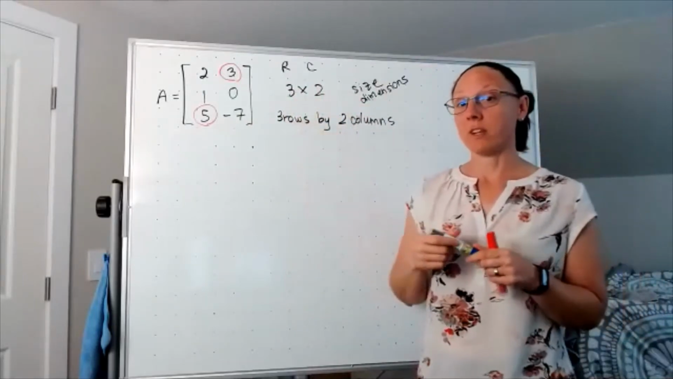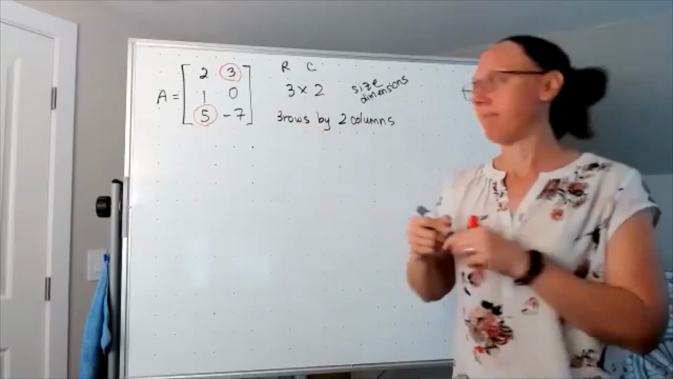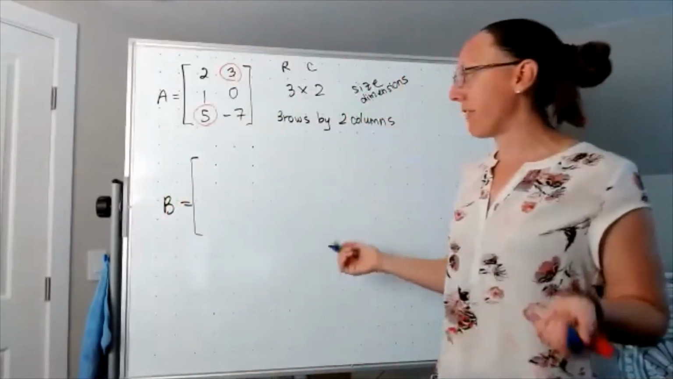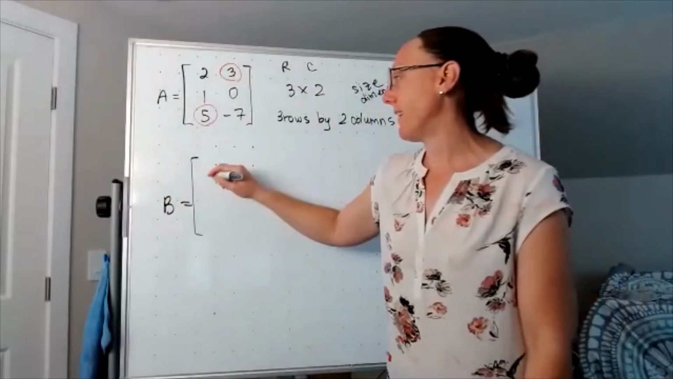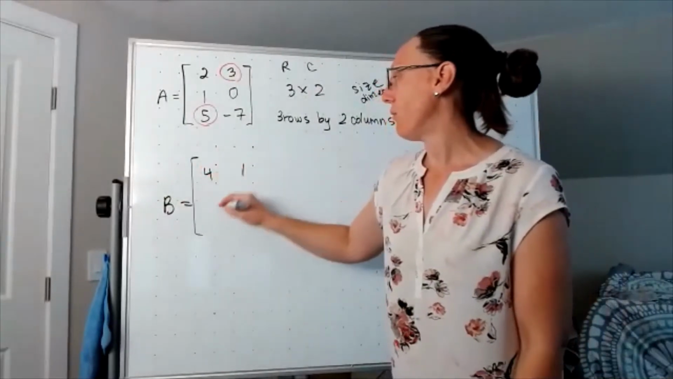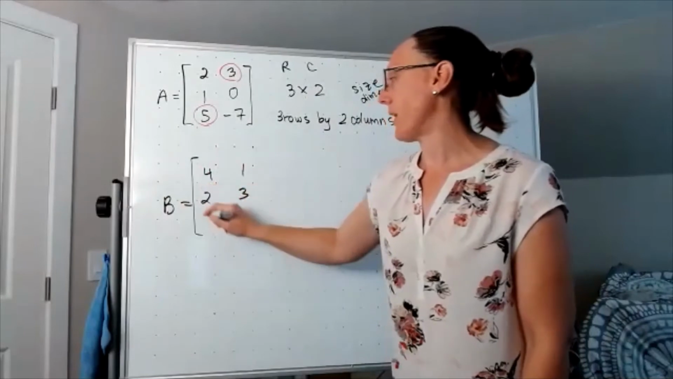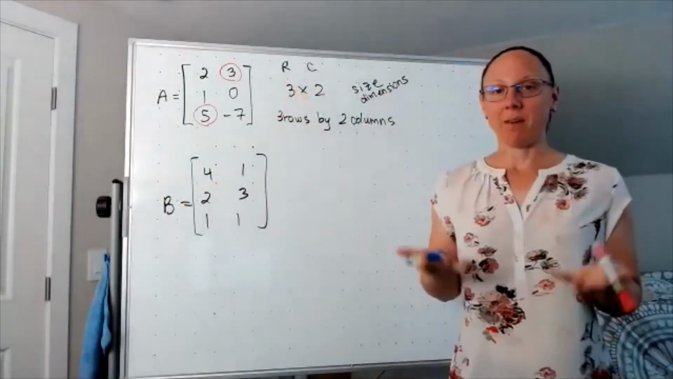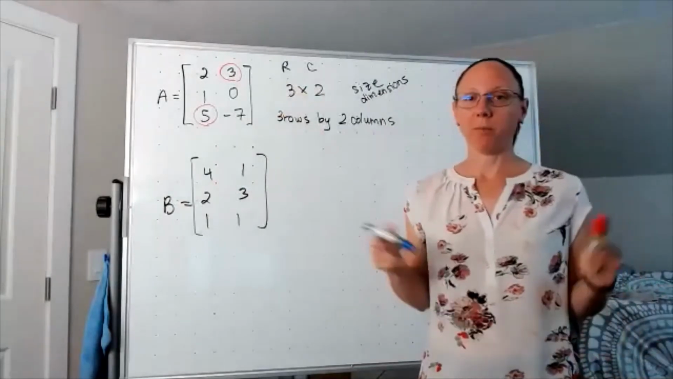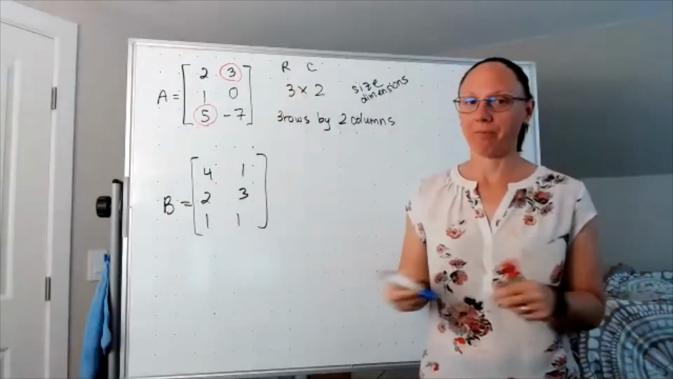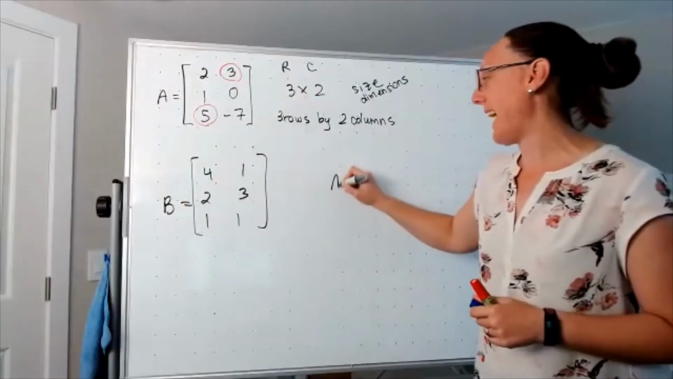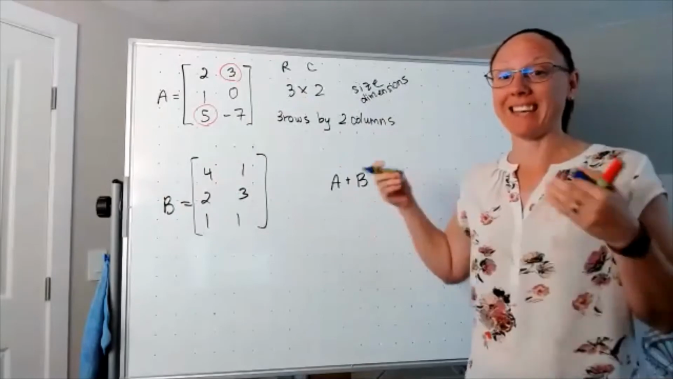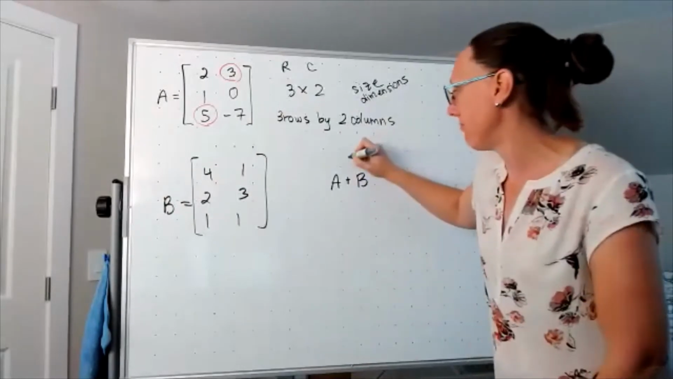So let's say that my matrix A has a friend, B. And that friend B is 4, 1, 2, 3, 1, 1. Well, A and B have the same dimensions, which is good because I'm about to add them together. And if I want to add 2 matrices, in order to perform addition, they have to be exactly the same dimensions.